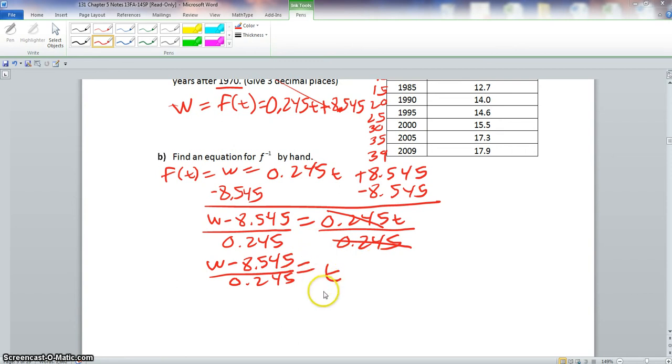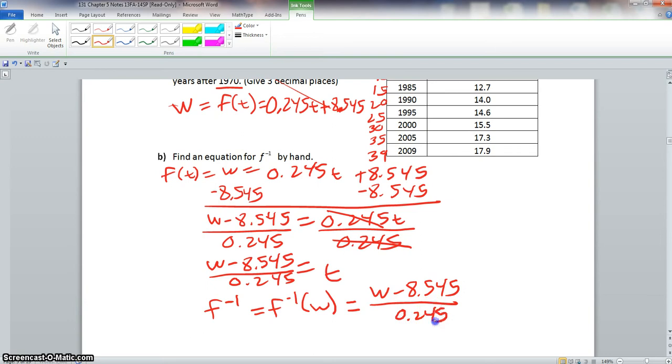Okay, class, picking up where we left off. Remember, we have t by itself, and now we must rewrite this as an inverse function. So we know the inverse of f is equal to the inverse of w is equal to w minus 8.545 all over 0.245.